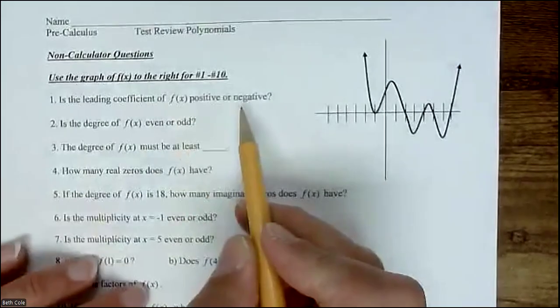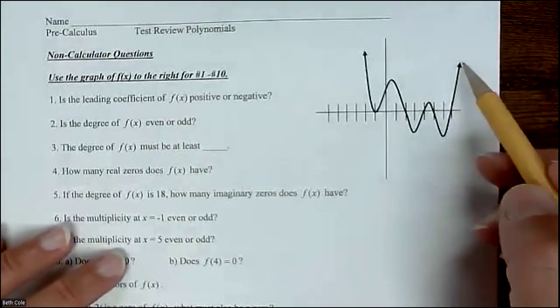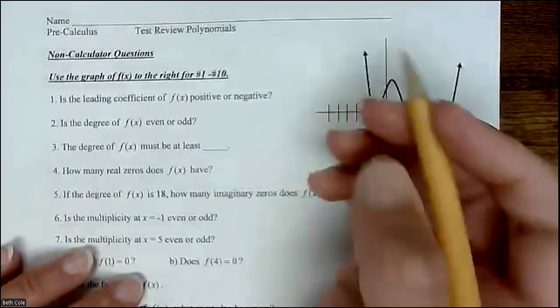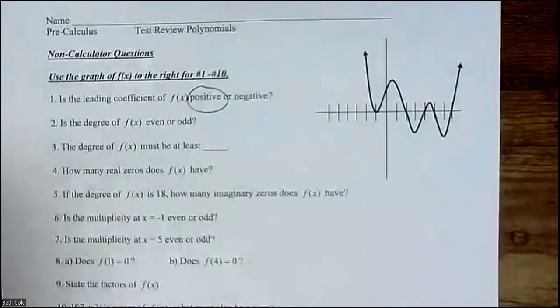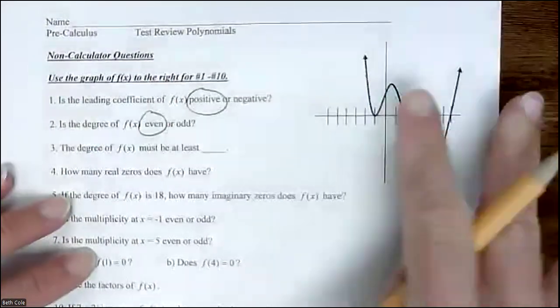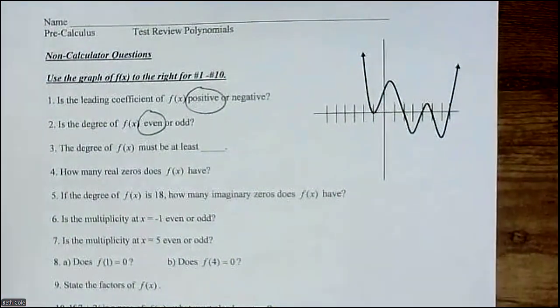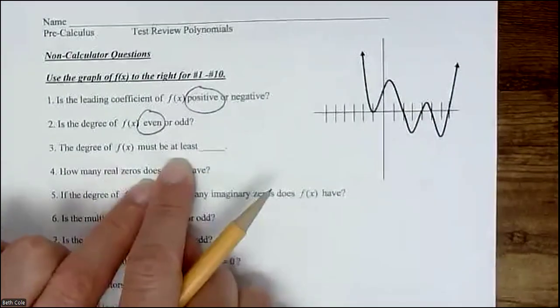So is the leading coefficient positive or negative? You have to look at the right side. I realize both of these are going up, but it's the right side. So we would say positive. All right, is the degree even or odd? Yeah, even. If these go the same way, it's even. Opposite is odd. That's convenient. Odd, opposite.